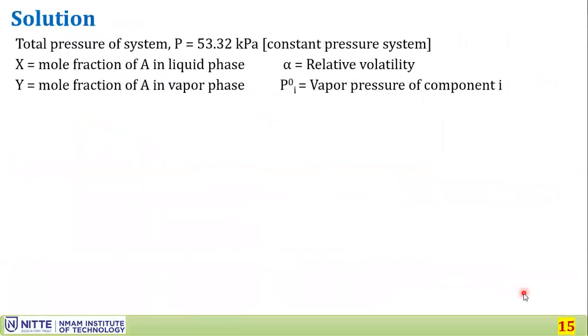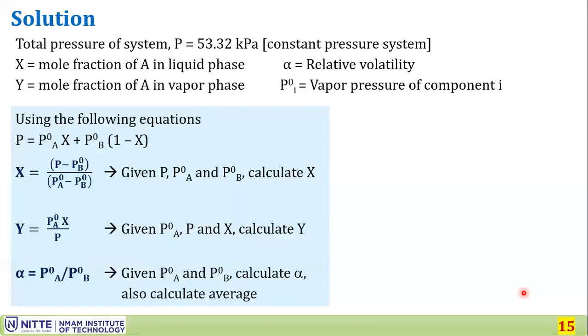So solving it, the total pressure of the system is 53.32. It's a constant pressure. Alpha is the relative volatility, P naught I is the vapor pressure for any component I. So we have already written these equations. These equations we can use in solving the problem.